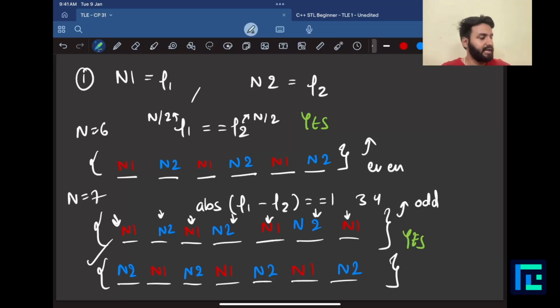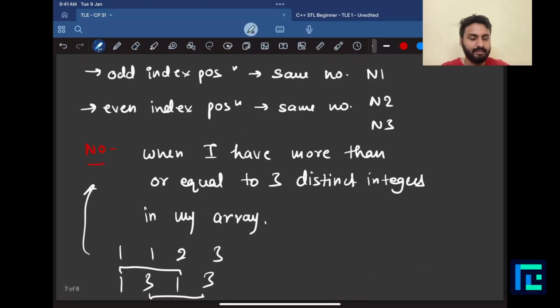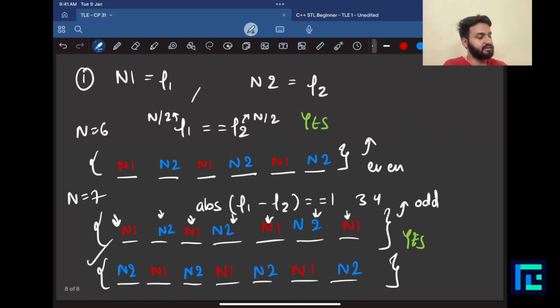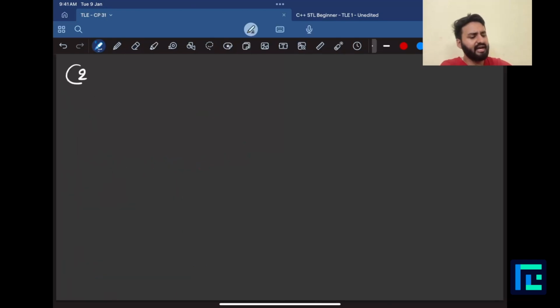Let's just follow up to our next query. So what I did over here is, this was part 1. Effectively what this was, we said no for 3 distinct integers. Now I'm saying I'm going to take 2 distinct integers. This was the case. This is 2 distinct integers. Now I'll take my final case where I say I have only 1 distinct integer.